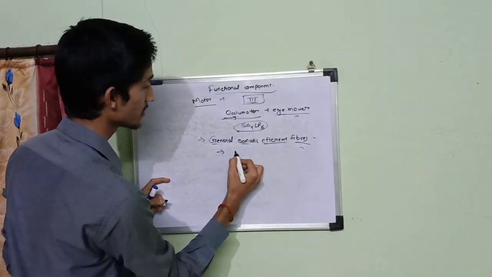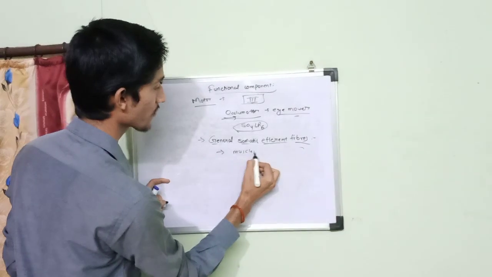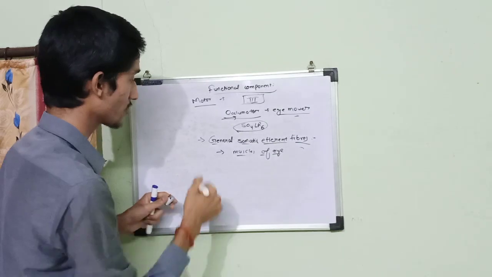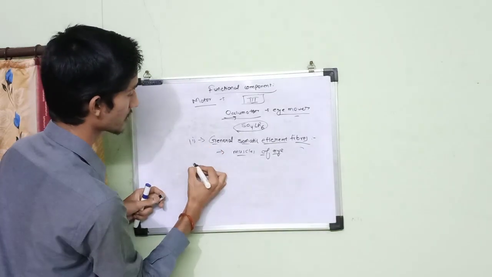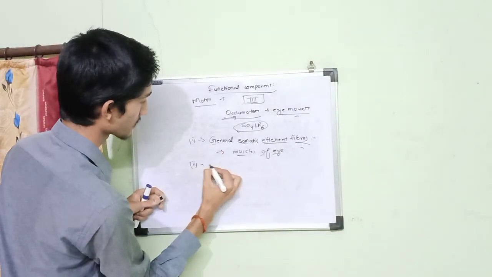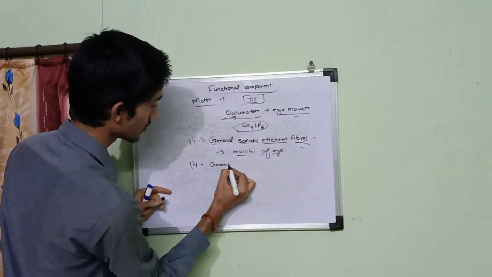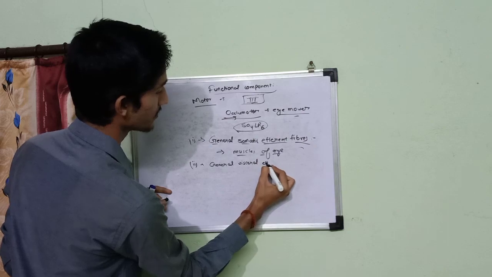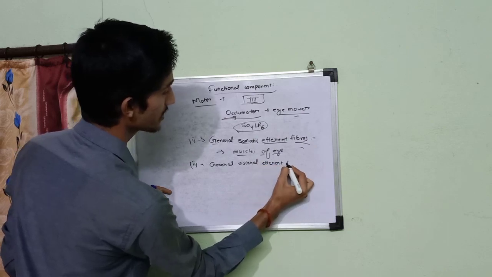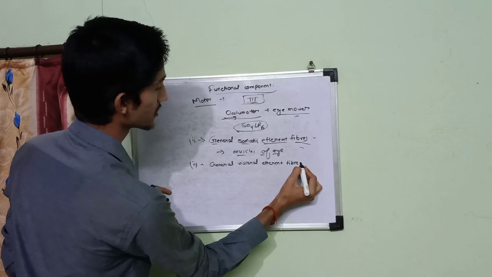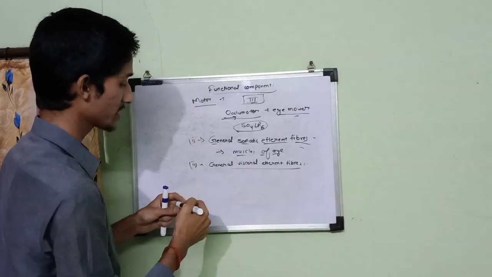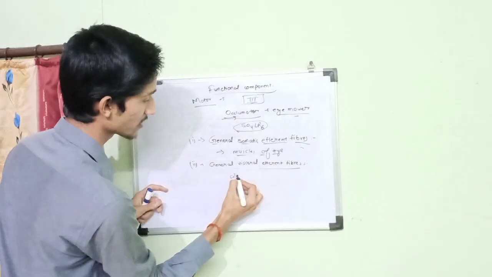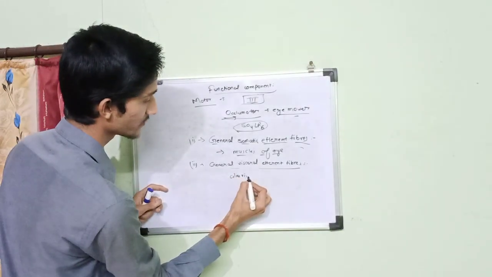They supply the muscles of the eye. But we also have one more functional component of the oculomotor nerve, and that is general visceral efferent fibers. That means they are going to supply the muscles which are visceral in nature. Those muscles are the ciliaris muscle and the sphincter pupillae.